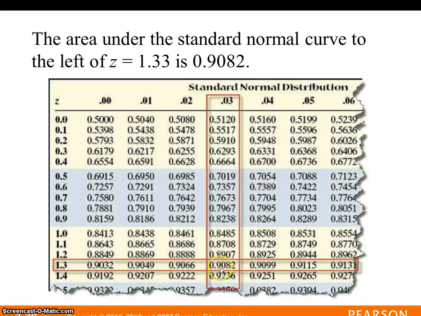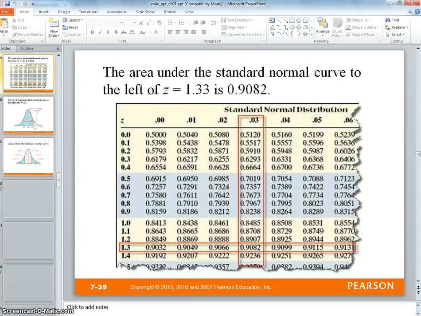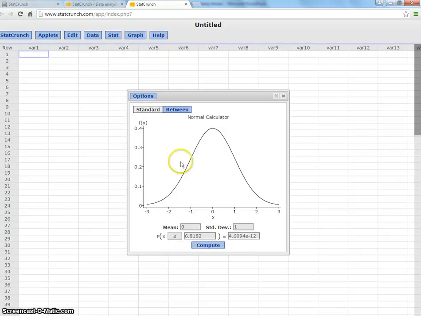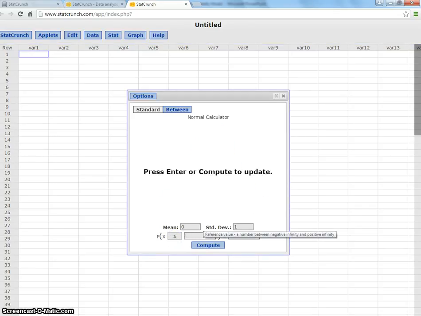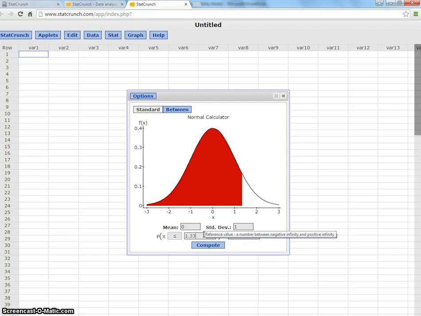So look that up in the table or use StatCrunch, and you get that the area to the left of that point is 0.9082. And remember, the area underneath the standard normal curve is 1, so that should encompass most of the area underneath the curve. Maybe just to show you that in StatCrunch quick, if I put in a z-score of 1.33, you should see that gives you most of the area, and that does give you the area there.